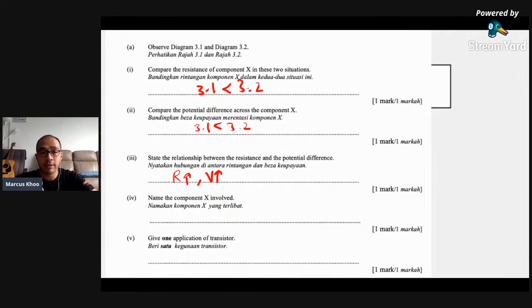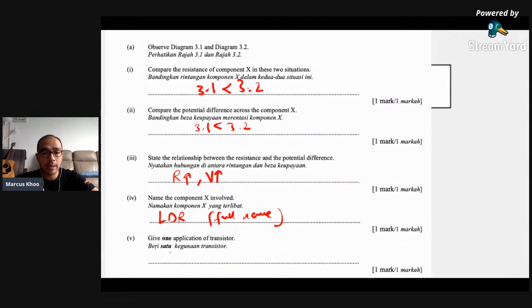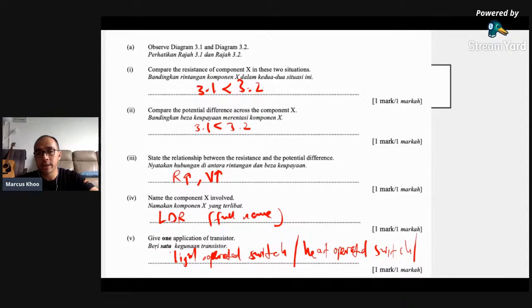Okay, name the component X involved. This one we've already done. This is an LDR, but please give the full name. Okay, don't give the short form. Okay, give one application of a transistor. There are many. But in this case, this will be a light operated switch. Or heat operated switch. What is another application of a transistor? Sound amplifier.